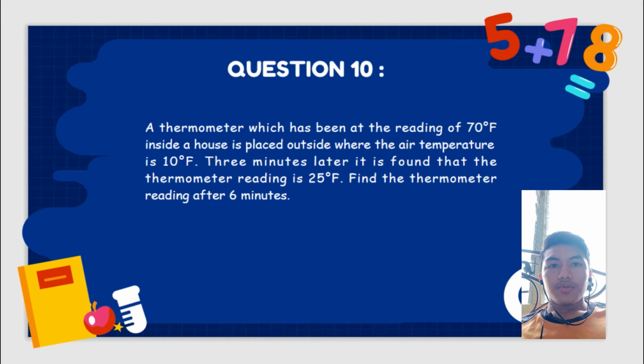Today I'm going to show you the fill-out table for question 10. A thermometer which has been at the reading of 70 degrees Fahrenheit inside a house is placed outside where the air temperature is 10 degrees Fahrenheit. 3 minutes later, it is found that the thermometer reading is 25 degrees Fahrenheit. Find the thermometer reading after 6 minutes.